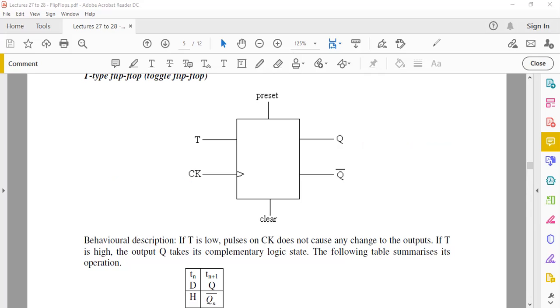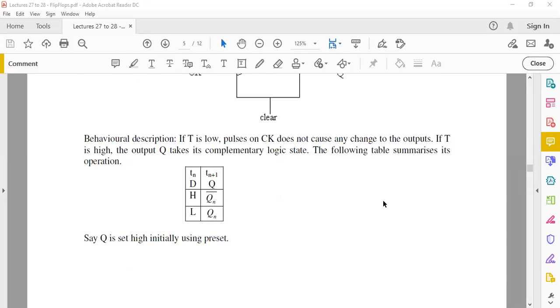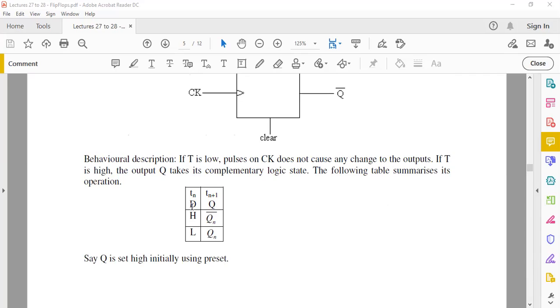Let's look at this truth table here to understand better what's happening. You can see here, if T is high, so you're maintaining T high, the output Q takes its complementary state. So if your output was high, it becomes low. If it was low, it becomes high. That's what it's saying.